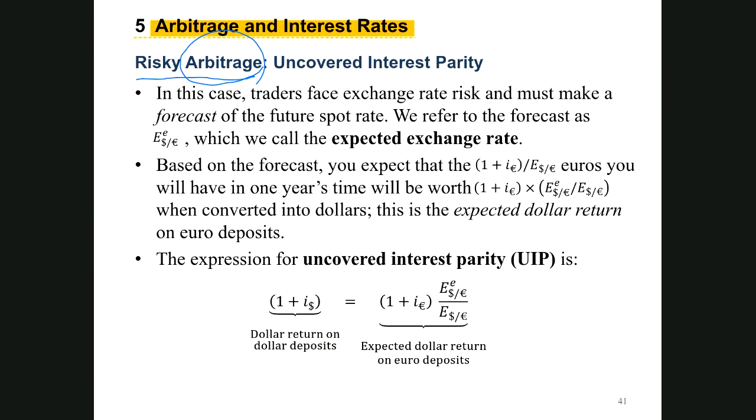Okay, so that we call the uncovered interest parity. Okay, in this case, traders face exchange rate risk and must make a forecast. Okay, so that's how expectation comes into play here.